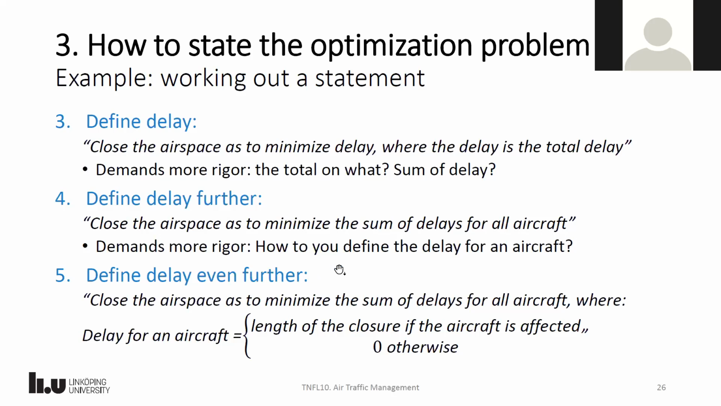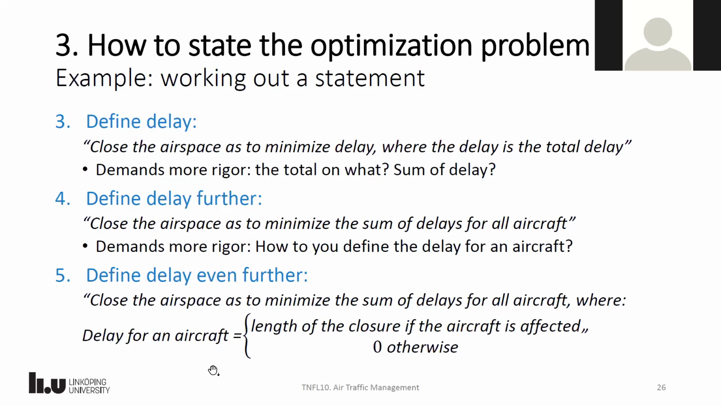For example, how do you define the delay of an aircraft? Well, we are going to try to do that. So we are going to define delay even further. So we want to close the airspace as to minimize the sum of delay for an aircraft. And now we define delay for an aircraft, where the delay for an aircraft is the length of the closure if the aircraft is affected, or is zero otherwise.